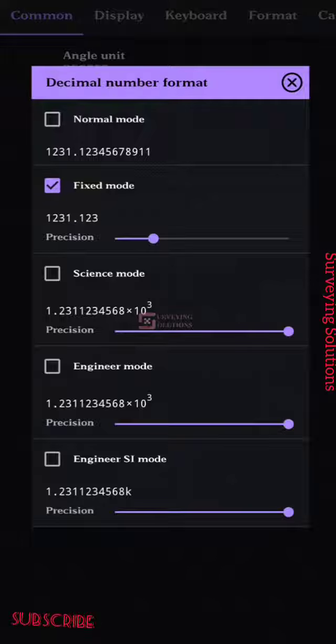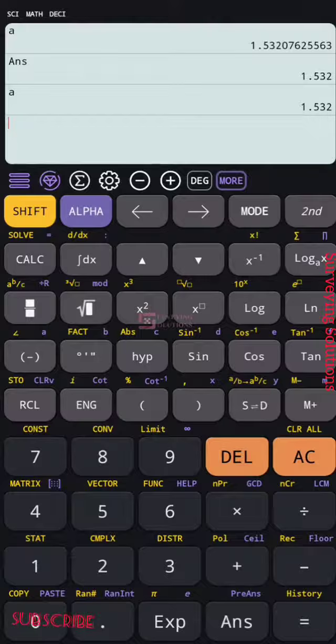This time around, we don't want it in decimal place. We want it in significant figures. That means as it is being displayed here, scientific mode, or science mode, or engineer mode. So let's say we want it to 3 significant figures. So we only have 3 numbers after our decimal point, right? Good. So you just close this, and then you come back to your display.